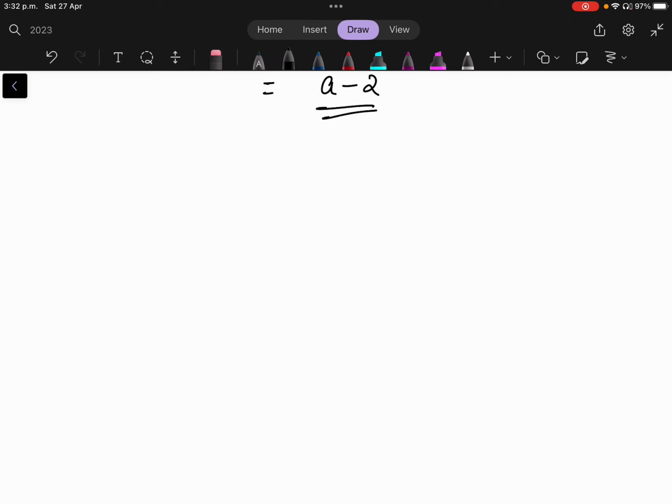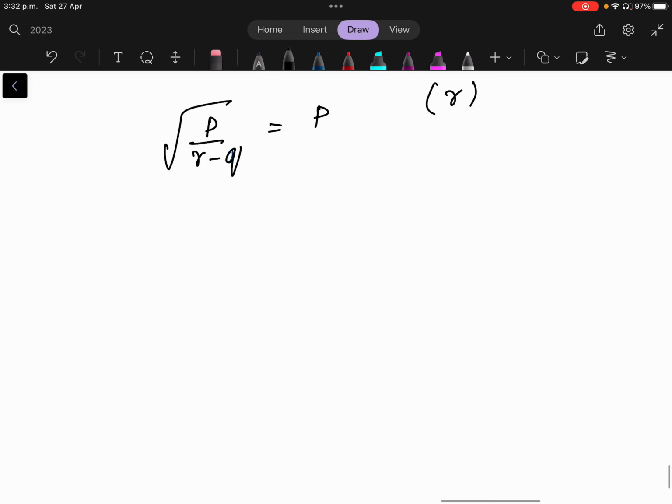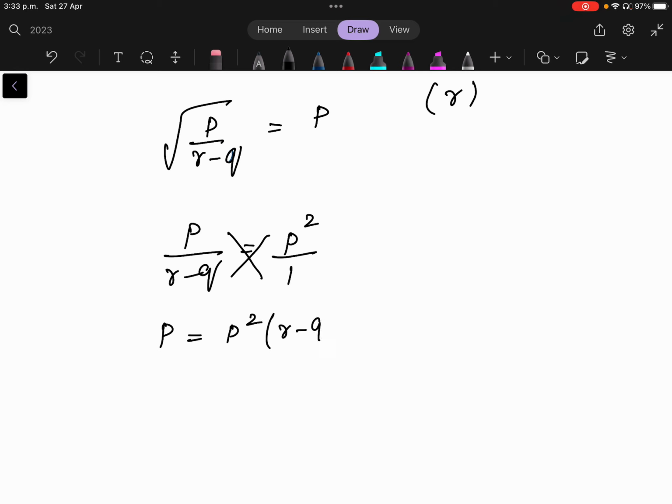Then there is manipulation of formulas, which you have to remember for all the calculations which you will be working on. So suppose you have p equals the square root of p over r minus q, and you have to write it in terms of r. So whenever you see a square root, you square both sides. So it is like p over r minus q is equal to p squared. Then this is a 1 here, and you cross multiply. So p is equal to p squared into r minus q. You can simplify this, which is equal to p equals p squared r minus p squared q.